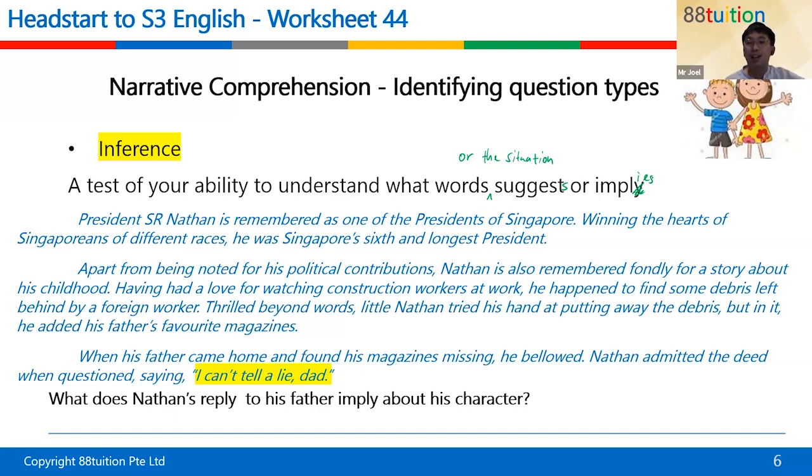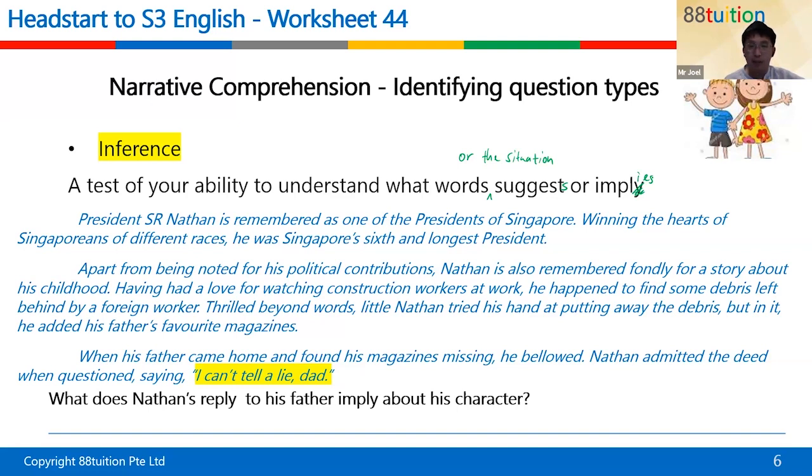So debris is basically anything that is kind of like useless, like you don't need it anymore, and then it's chucked aside. You call it debris, right? Thrilled beyond words, little Nathan tried his hand at putting away the debris, but in it he added his father's favorite magazines. When his father came home and found his magazines missing, he bellowed. Nathan admitted the deed when questioned, saying, "I can't tell a lie, Dad." So, okay, it doesn't really tell you what President Nathan's character is just by looking at that.